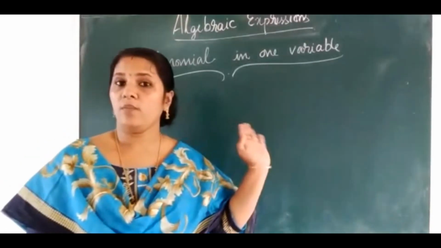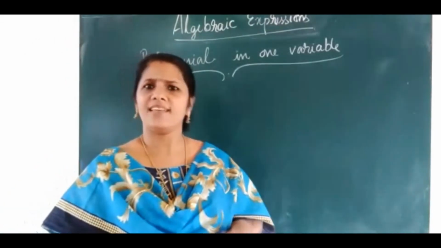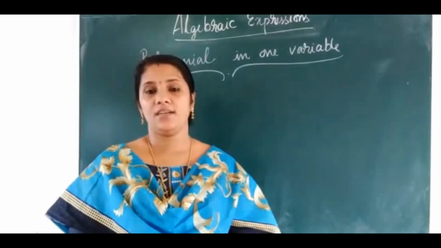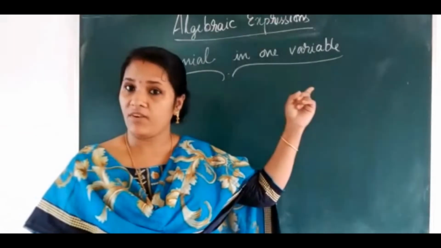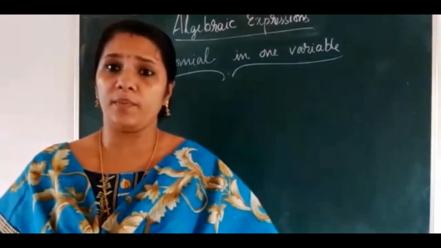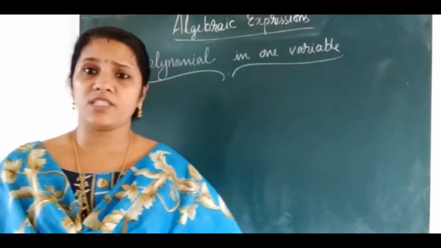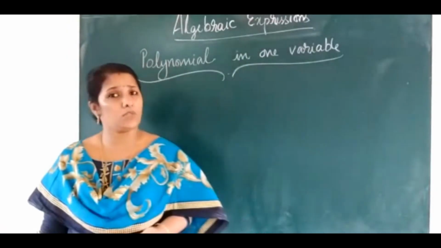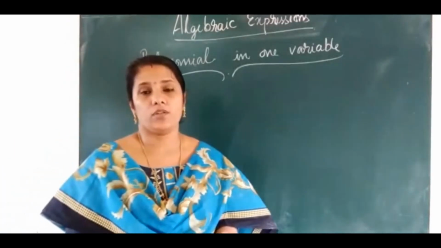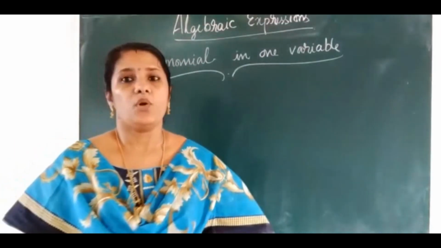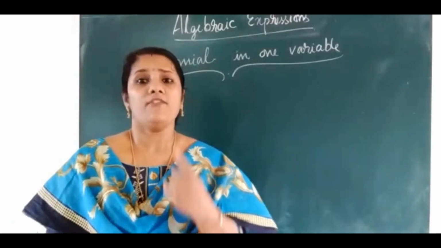Now, polynomial in one variable. What is a polynomial? Polynomial means it is also an algebraic expression. We are considering polynomial in one variable. Means that in that polynomial we are considering only one variable. In most of the algebraic expressions we have seen, we have considered more than one variable, right? But here we are going to consider only one variable. So polynomial in one variable means it's an algebraic expression containing only one variable.